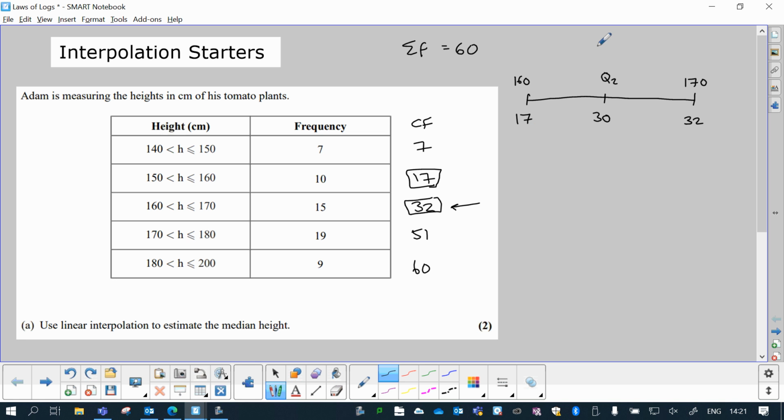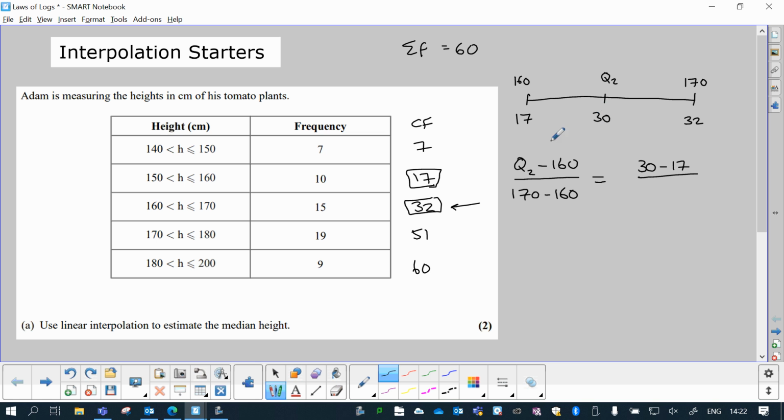So I'm going to concentrate on the top half of the line first, and I'm going to say if I divide the distance between Q2 and 160 by the whole distance from 160 to 170, so this proportion of this group, that's going to be equal to the proportions on the other side of the line, which is 30 minus 17.